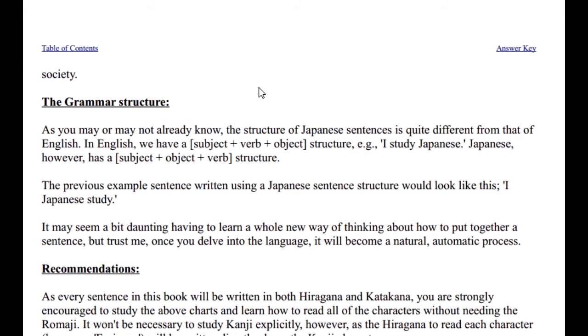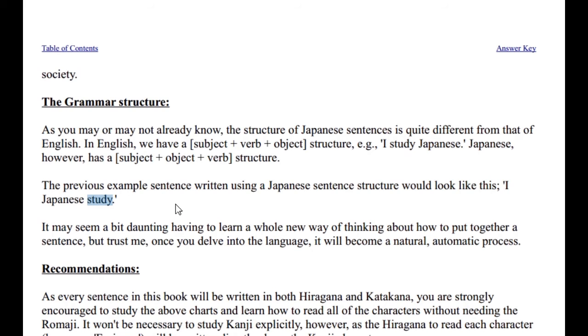So we're not going to go into too much detail here. I just want to kind of introduce the basic idea. So in English, when we make a sentence, we often use a subject, verb, object structure. So we would say, for example, I study Japanese. So in Japanese, they use a subject, object, verb structure. So if we had the same sentence, I study Japanese, but we wanted to say it using a Japanese sentence structure, we would say, I Japanese study. So basically the verb comes at the end of the sentence when we speak Japanese.